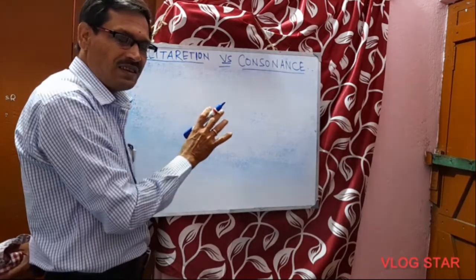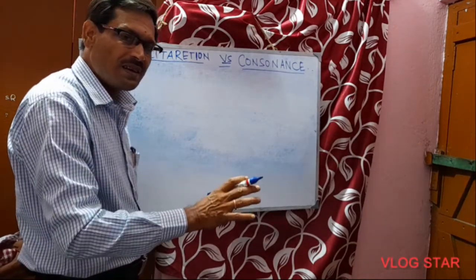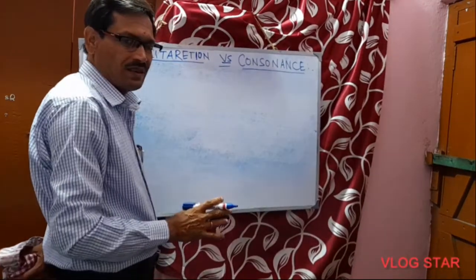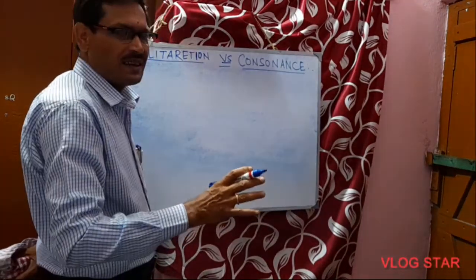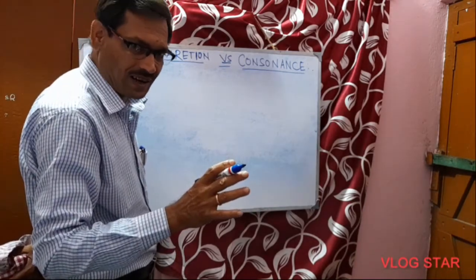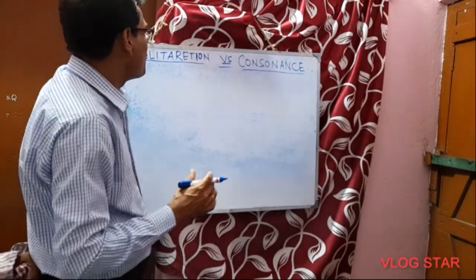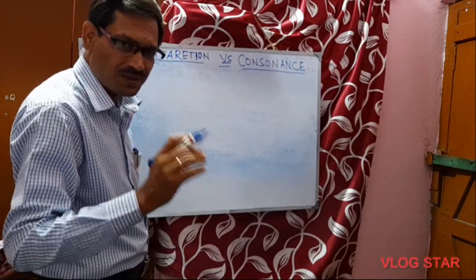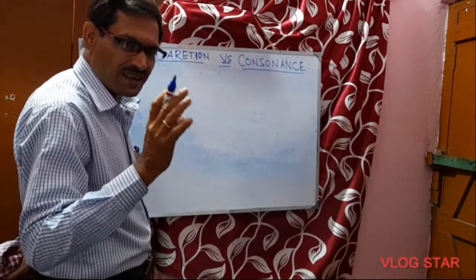Alliteration is nothing but the repetition of consonants, and consonance is just like that, the repetition of consonants. Okay, now you will say both are repetition, so how do they differ? This is the most confusing and contradictory point.